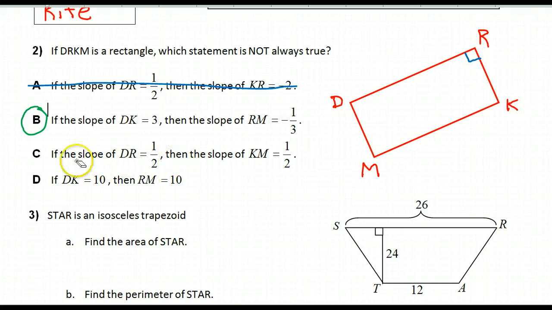Now let's go ahead and follow through and look at the other choices real quick. The slope of DR is 1/2.